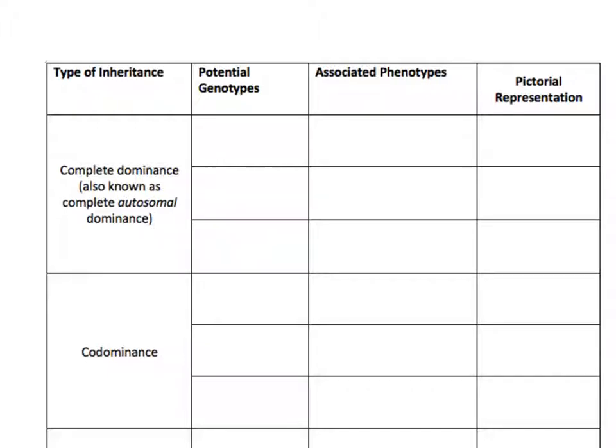The first inheritance pattern is called complete dominance, also known as complete autosomal dominance, and an autosome is any chromosome other than the sex chromosomes. Now, for this type of inheritance pattern, it means that one allele is completely dominant over the other allele. So we have 3 potential genotypes. We could be big A, big A, or homozygous dominant. We could be heterozygous, big A, little a, or we could be homozygous recessive, little a, little a.